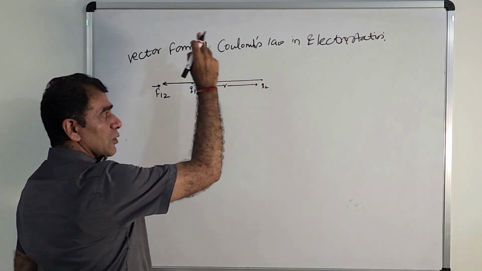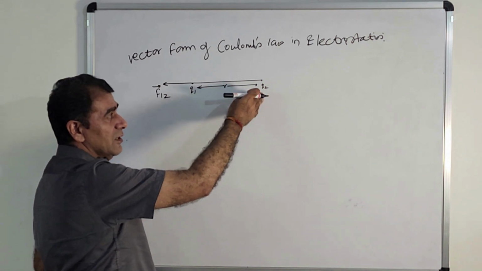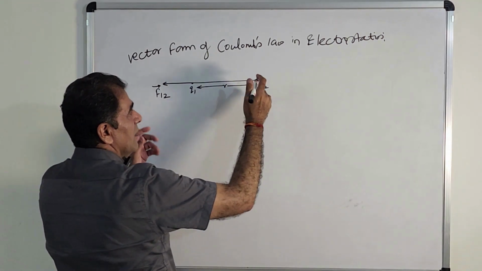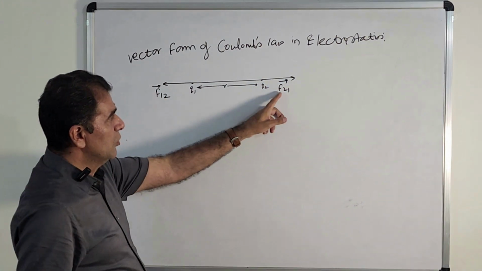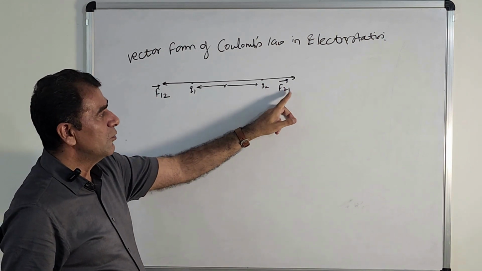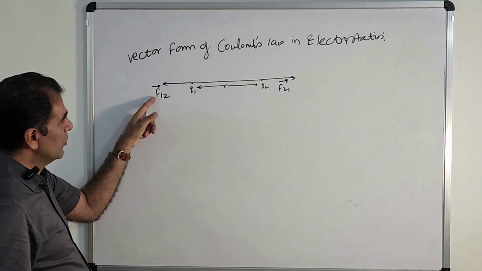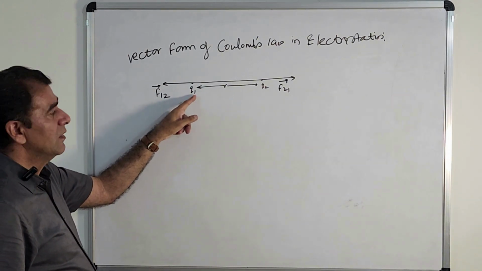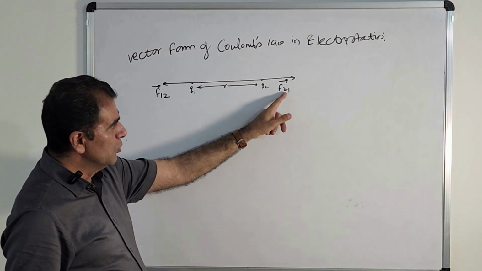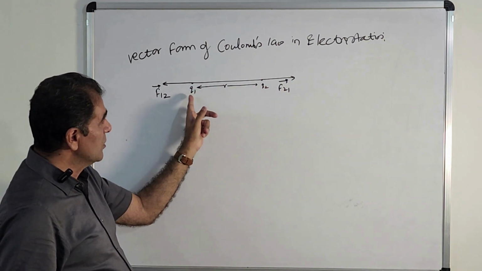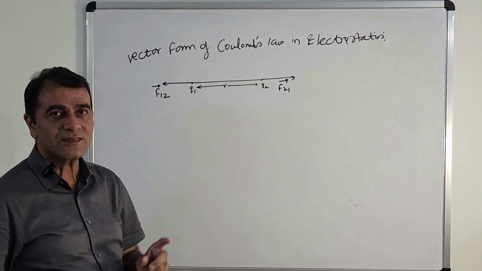Similarly, Q1 will also exert force on Q2. It will push this charge, so that there is repulsion and it will go away. So this force is F21, meaning force on 2, meaning Q2, by charge number 1, meaning Q1. So what is F12? Force on Q1 due to charge Q2. What is F21? Force on Q2 due to charge Q1. This exerts force on this and this exerts force on this.